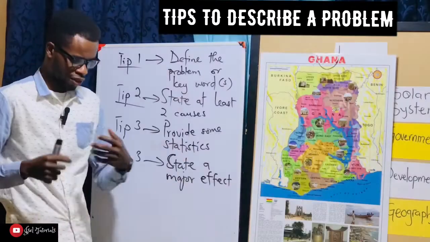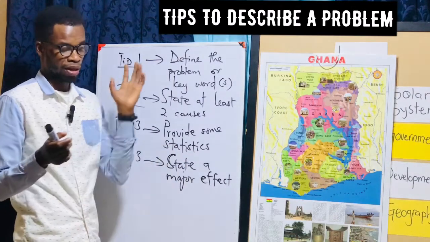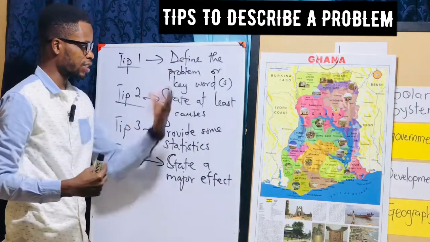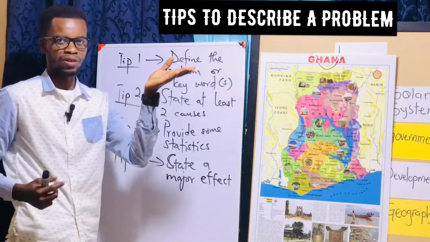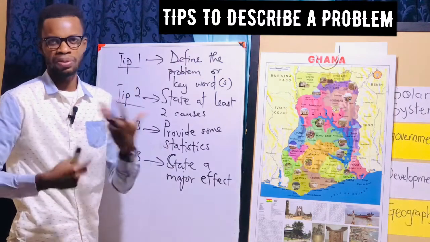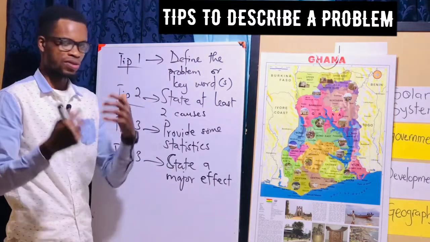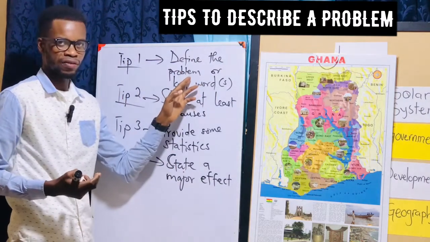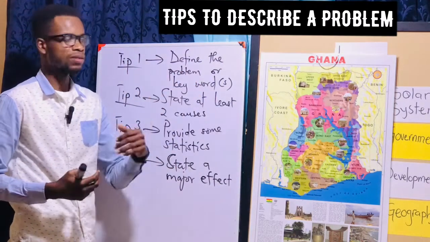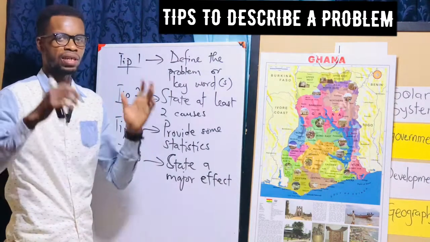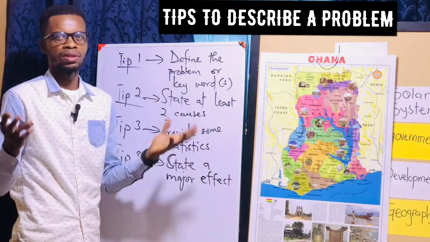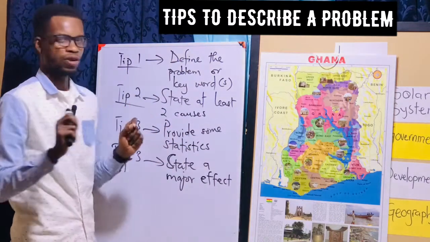Now let me go to the case of inflation, because that is an economic problem. In defining inflation, first of all, I have to state my point. Inflation is one of the economic problems facing Ghana. Then I go further to define it, that's the first statement for my explanation: a persistent increase in the prices of goods and services. That is how you can define that. Very simple. Put your full stop there.